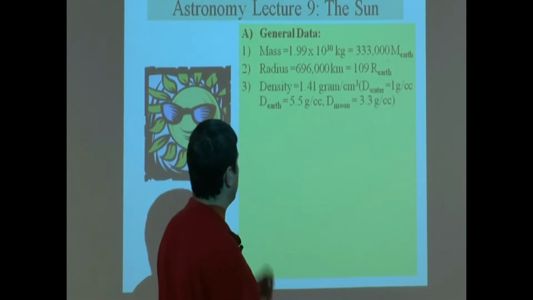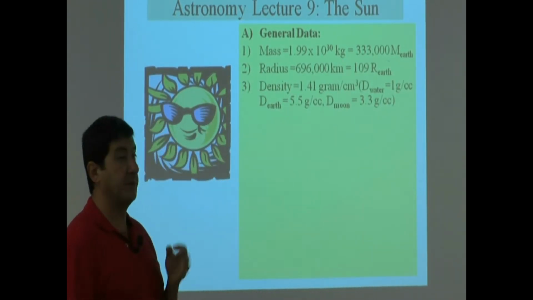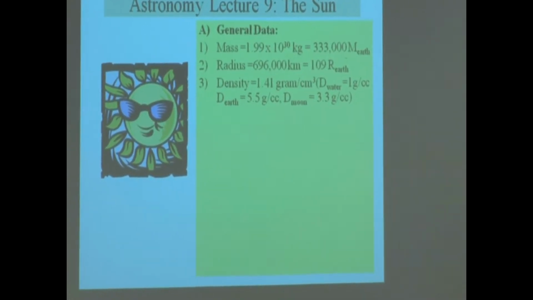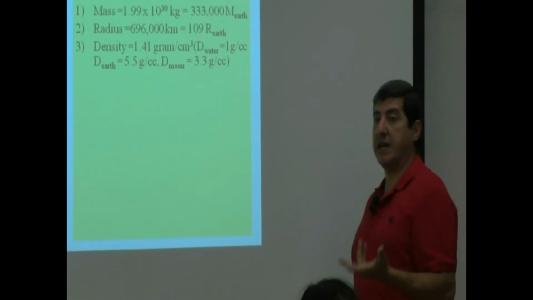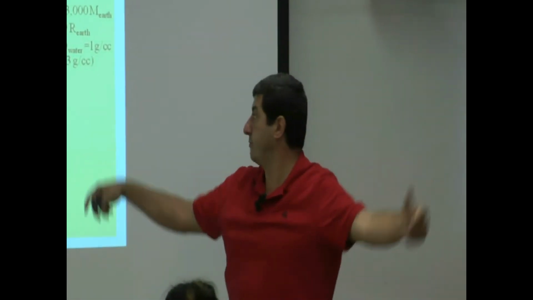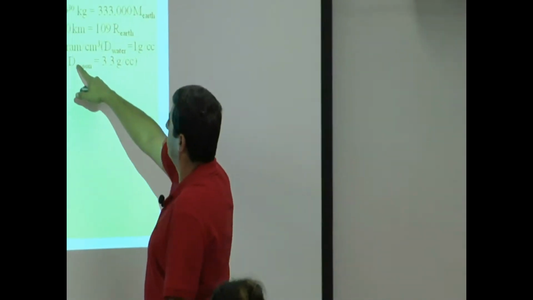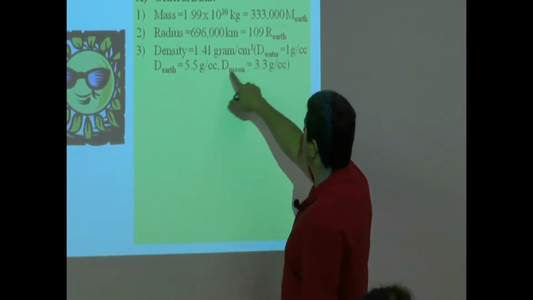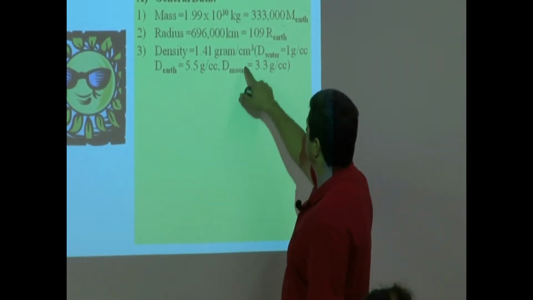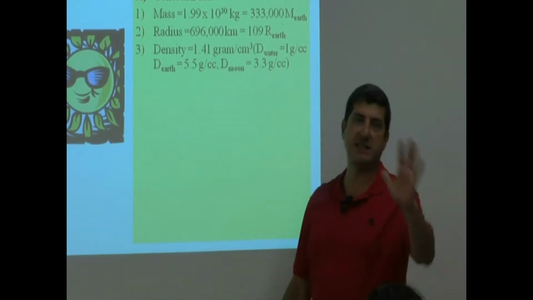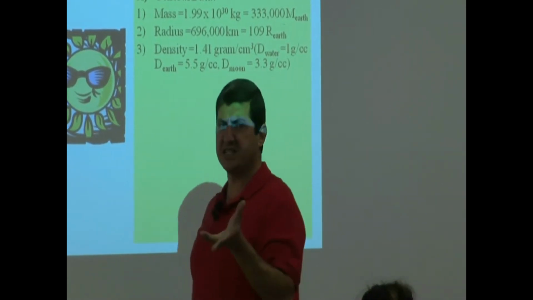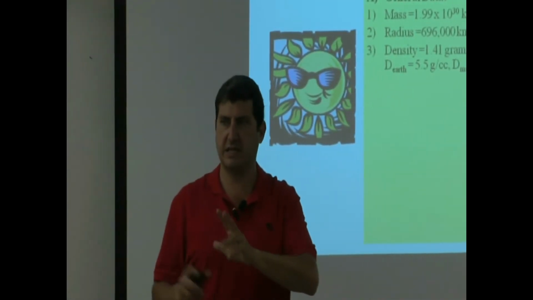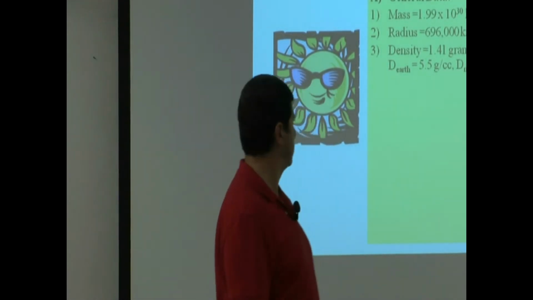Density, 1.41 grams per cubic centimeter. Remember, density means how much mass it has divided by its volume. So even though the sun is very heavy, its volume is very big. So when you divide them, you don't get a very big density. If the density of water is 1 gram per cubic centimeter, density of the Earth 5.5, Moon 3.3, the sun is the least out of all those. The sun's density pretty much resembles Jupiter's density, okay? Something like that. So Jupiter is like a mini sun.